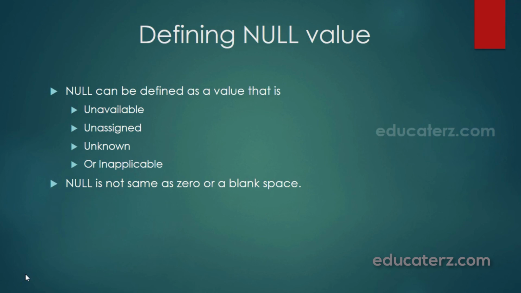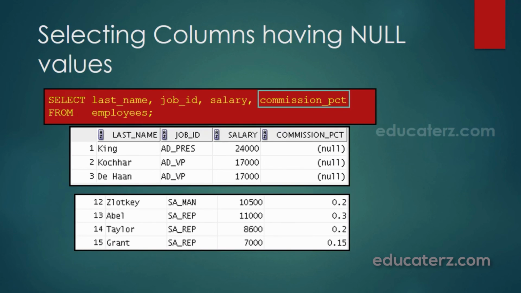Defining null values. A null value can be defined as a value that is unavailable, unassigned, unknown, or inapplicable. Null meaning unavailable, the value is not available, unassigned, unknown, or inapplicable. Null is not equal to 0, or it is not the same as 0 or a blank space. Selecting columns having null values.